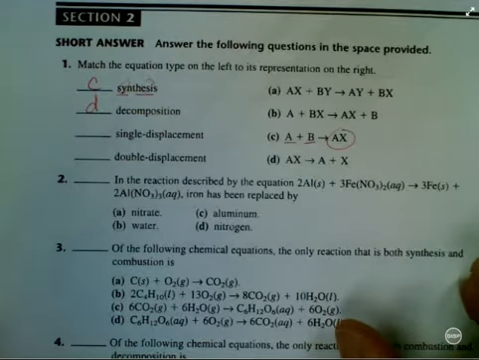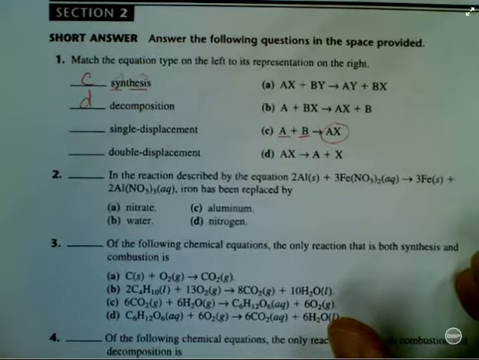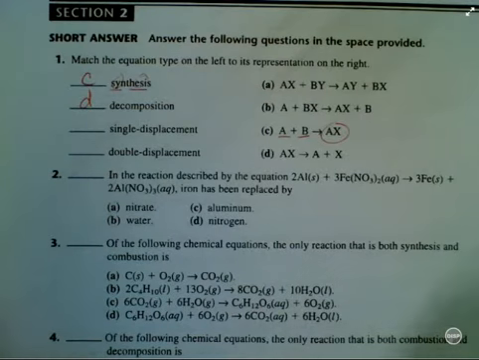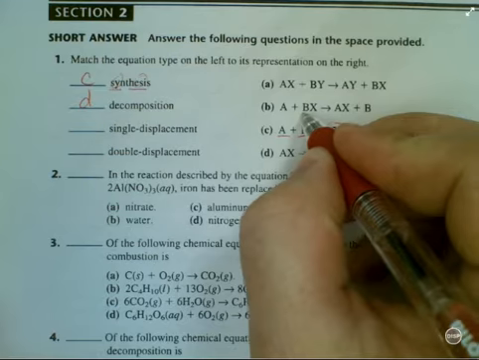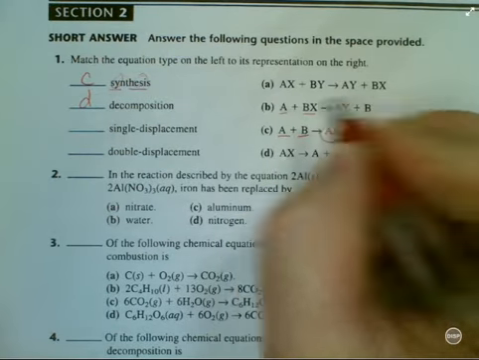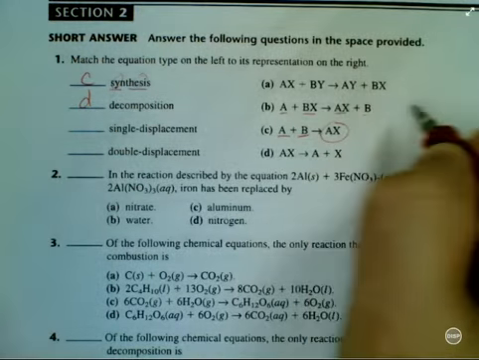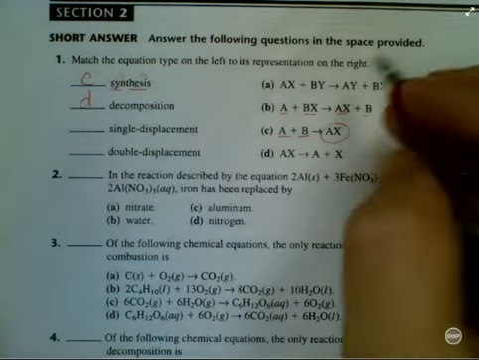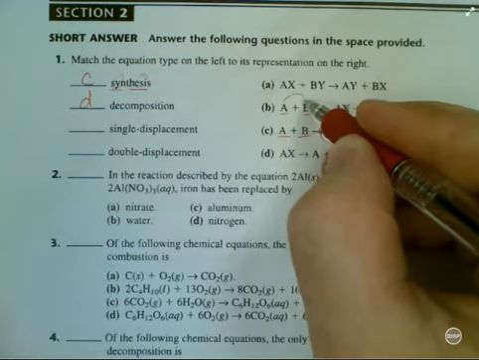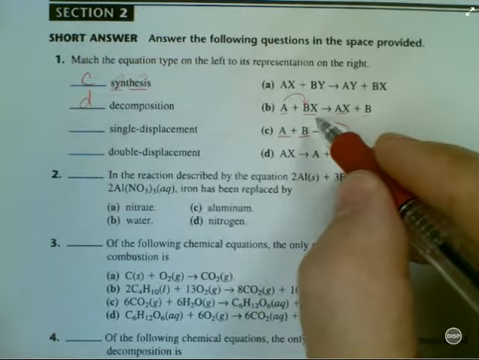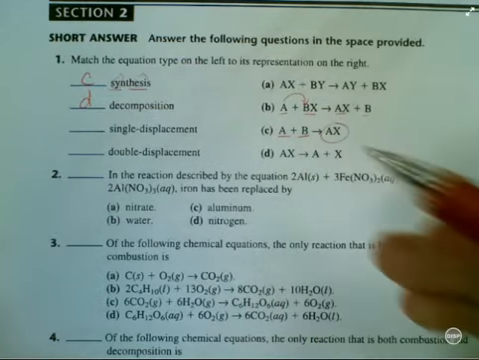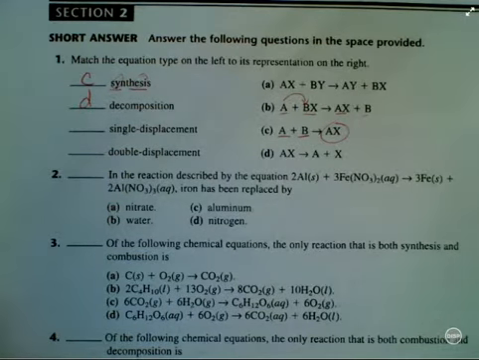Single displacement. Here we're going to be looking for a set of reactants that consists of one binary compound and one monatomic compound. Right? So here in B we see binary, monatomic. And so what this tells us is that there's only going to be one thing being replaced. A and B here are the similar types of elements or substances that are going to replace each other.